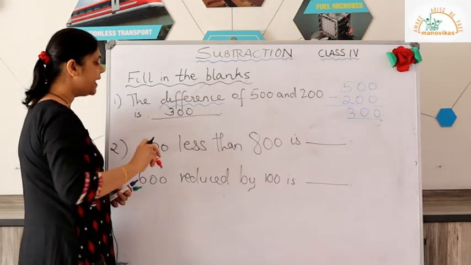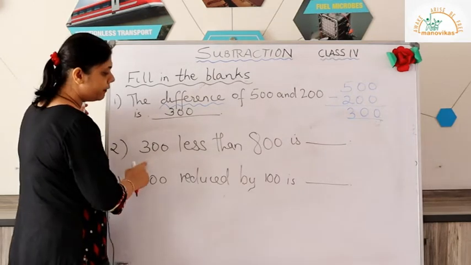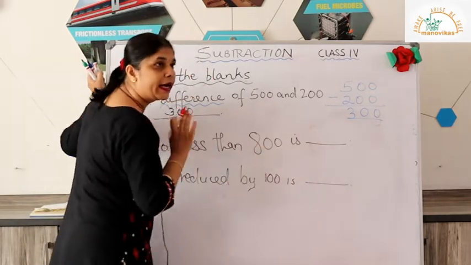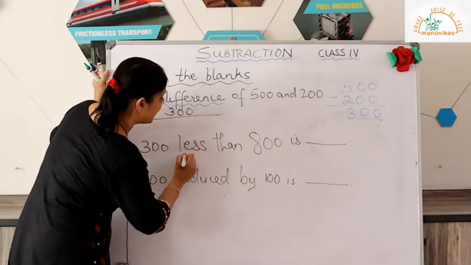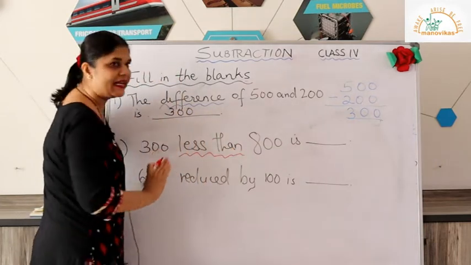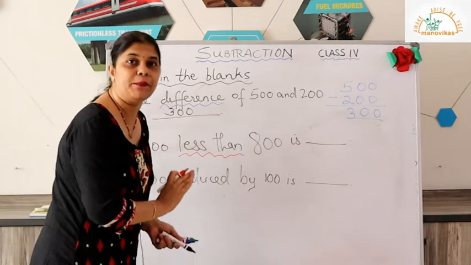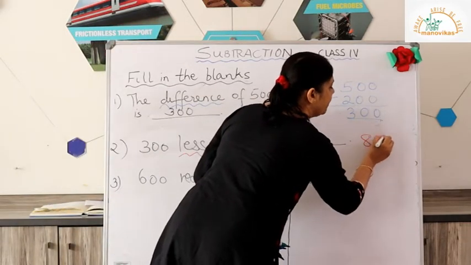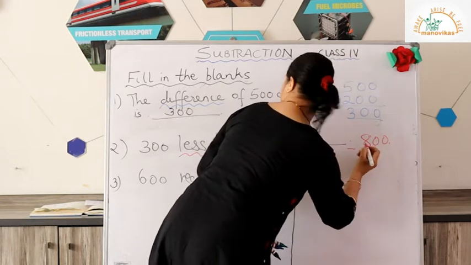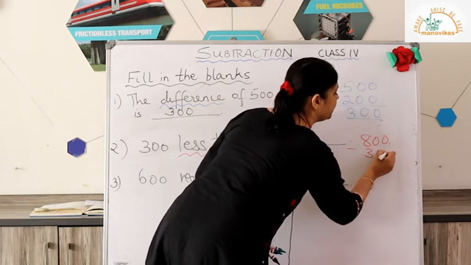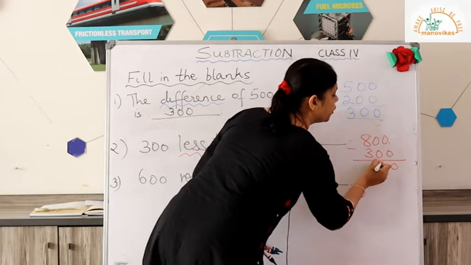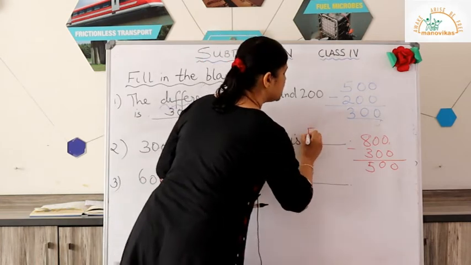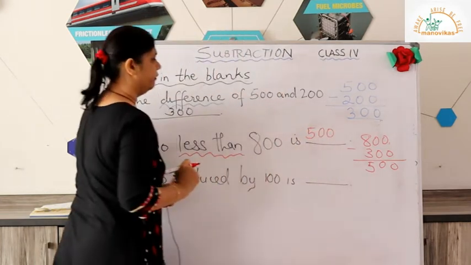Now look at the next example. 300 less than 800 is dash. Again read this word less than. Less than again means subtraction. So again you will have to subtract 800 minus 300. Correct? So now what will be the answer? 500. You all know this, right? Now the answer to this will be 500.